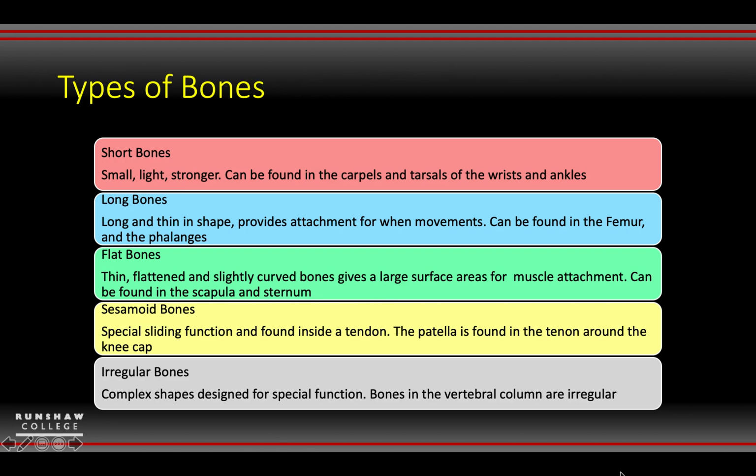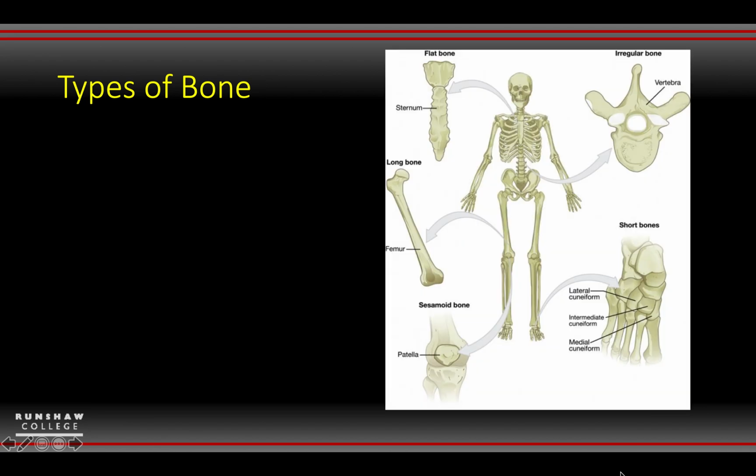Irregular bones, very different in shape. So if we take the vertebral column, for example, the ones above it are very different from the ones below it. They're all slightly larger or smaller.